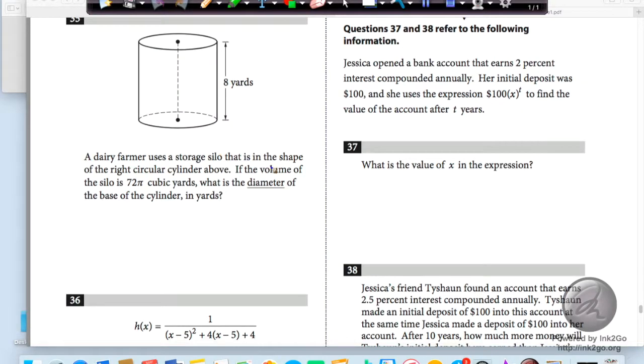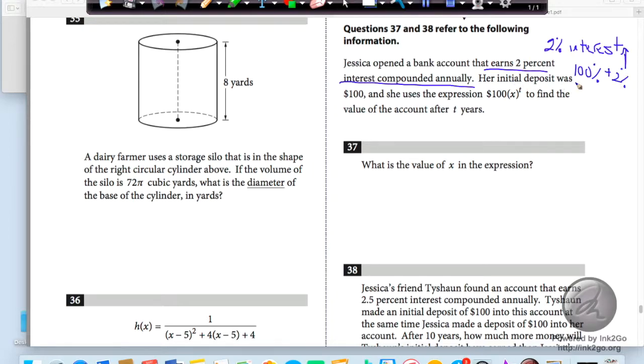Okay, great job. Problem 37 is stating, Jessica opened a bank account that earns 2% interest compounded annually. And remember that when we're saying it's compounded annually, that means that this 2% interest is being added, so it's going up every year. Compounded annually means that it's being increased. So you have your 100% normally, which is your original value, but then your 2% interest annually would get added to that year after year.